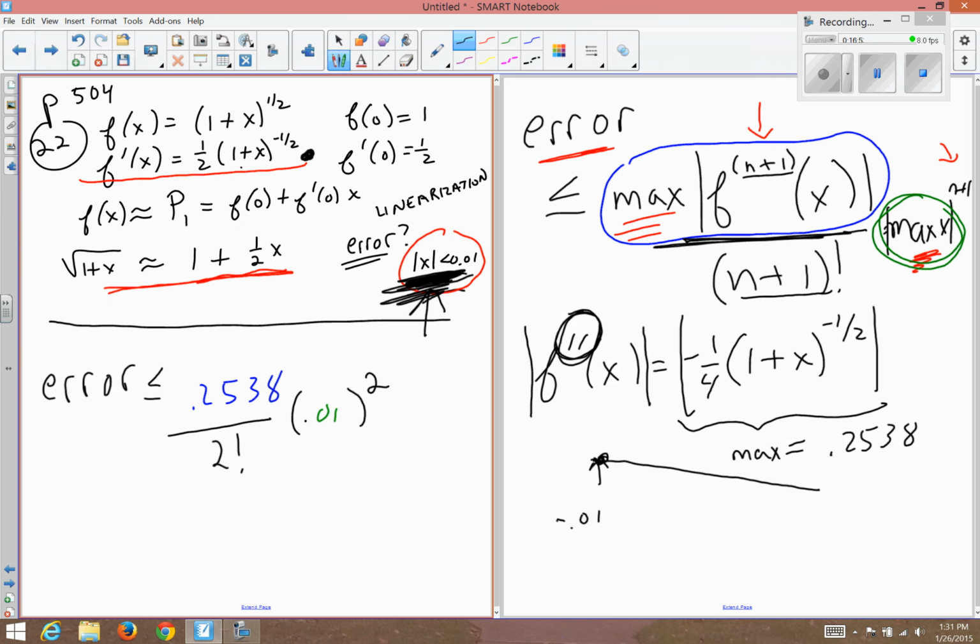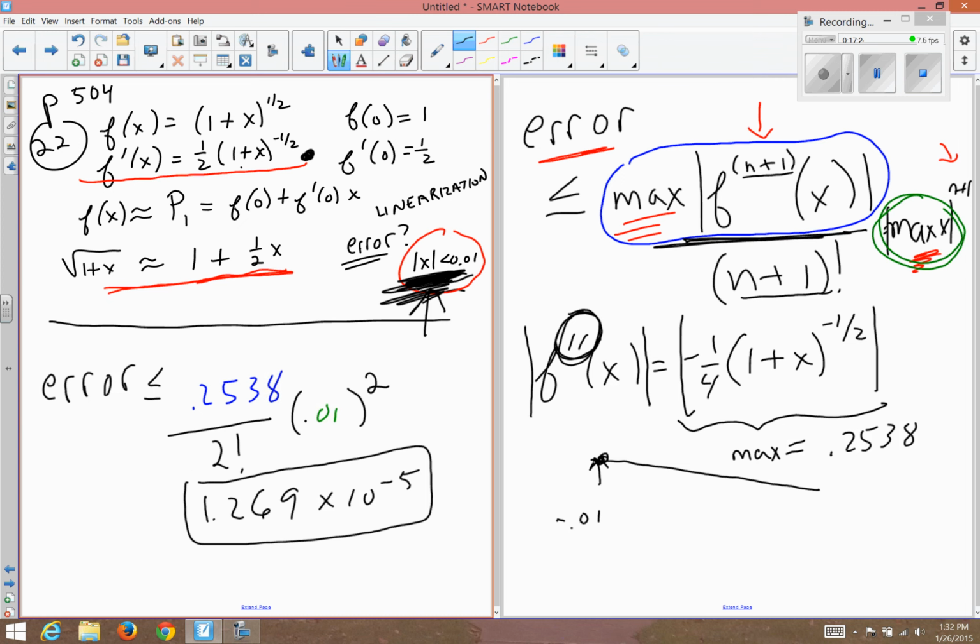So just calculate all that: 0.2538 divided by 2 factorial times 0.01 squared. And I got 1.269 times 10 to the -5th. And that's what we'll take as our answer.